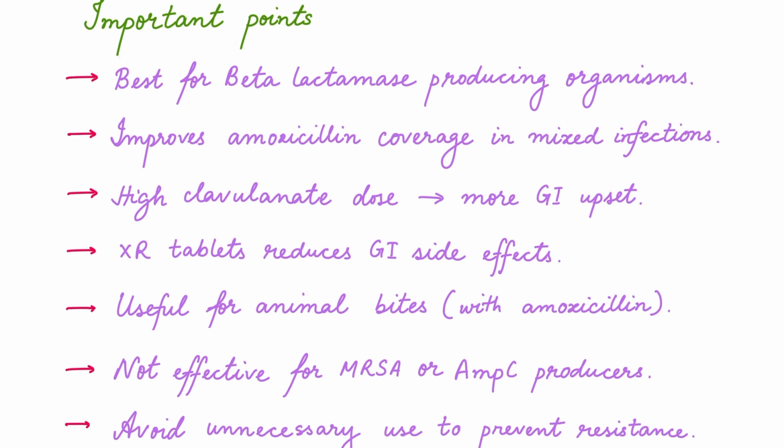So to conclude, clavulanic acid itself is not a powerful antibiotic, but when combined with amoxicillin, it becomes an essential tool for overcoming beta-lactamase mediated resistance and expanding antimicrobial coverage.